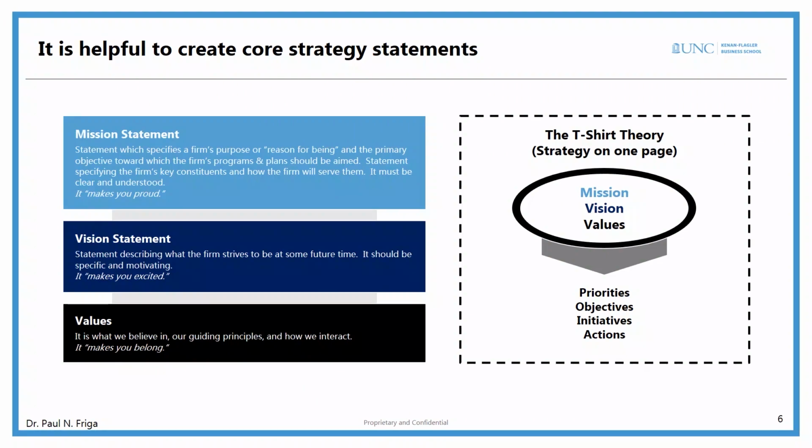It makes you belong. Peter Drucker once wrote about the t-shirt theory. It should be so concise and easy to get your arms around that it could fit on a t-shirt. The only thing I will add is the mission should be on the front, the vision should be on the back, and the value should be on the sleeves. Then it'll feed other statements such as priorities, objectives, initiatives, and actions. So the strategy has to be very concise, has to be clear, it has to be communicated.